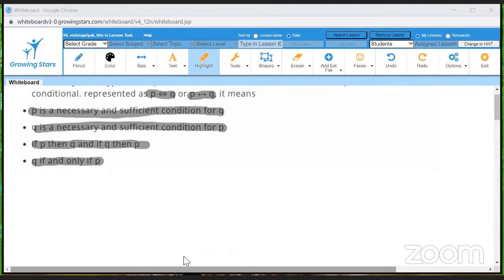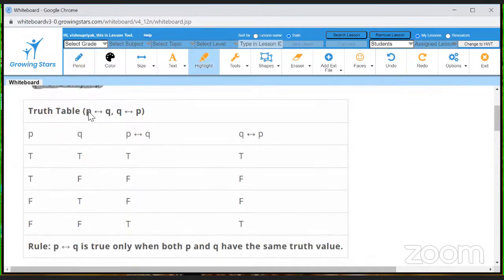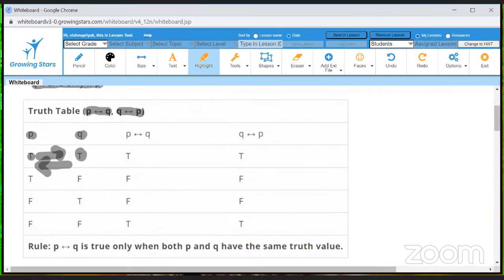We have a truth table for this also. This is the truth table for P double implies Q, Q double implies P. First, we take P, Q. If you are going from P to Q, it is true, and if you are going from Q to P, that is also true, then P double implies Q will be true. Q double implies P will be true.